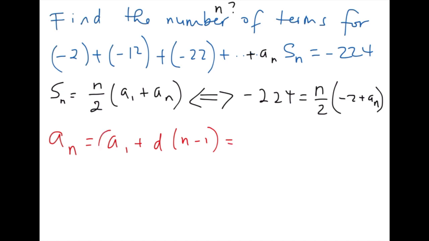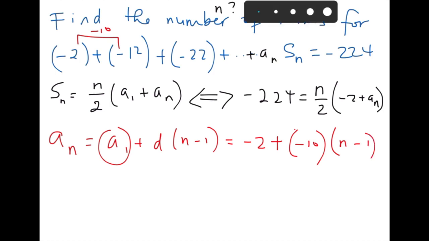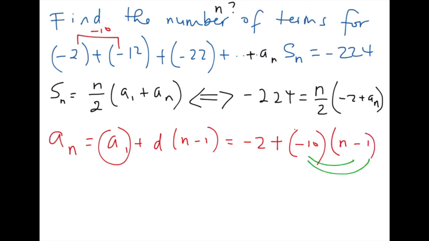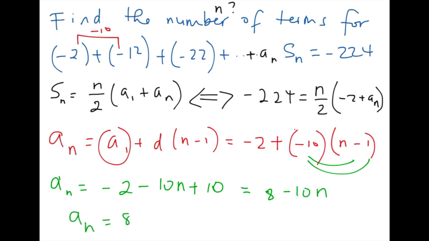So we know a of 1 is negative 2 plus d. What is d? d is negative 10, so negative 10 times n minus 1. Let's simplify this. So we end up with a of n is equal to negative 2 plus negative 10n plus 10. That's what you get when you distribute the 10 inside, which ends up being 8 minus 10n. So a of n is equal to 8 minus 10n.